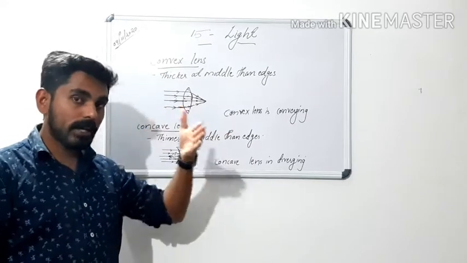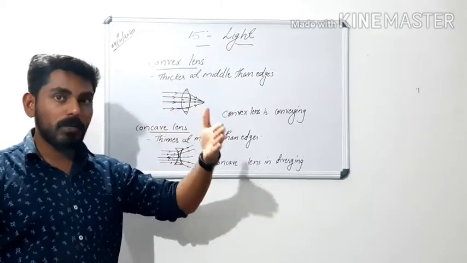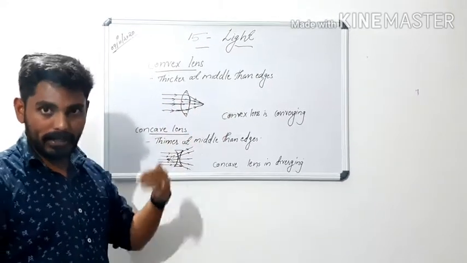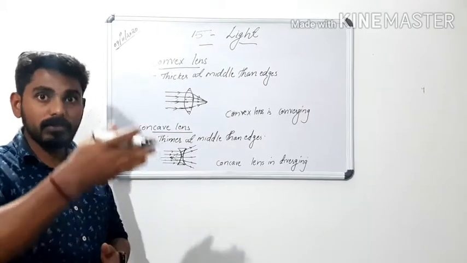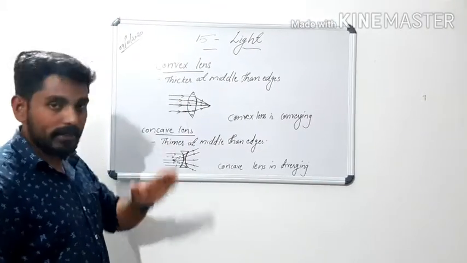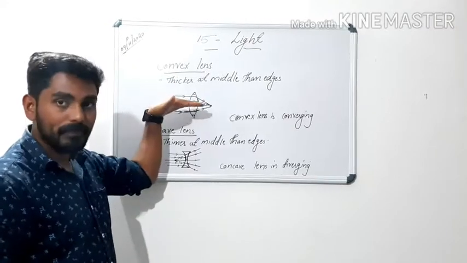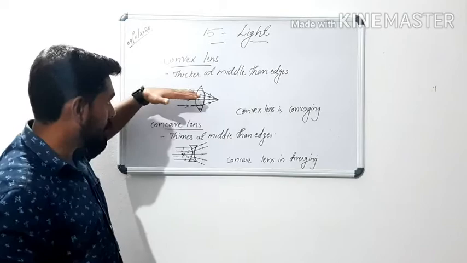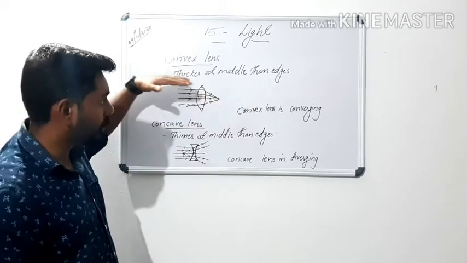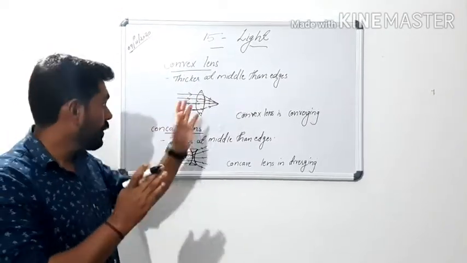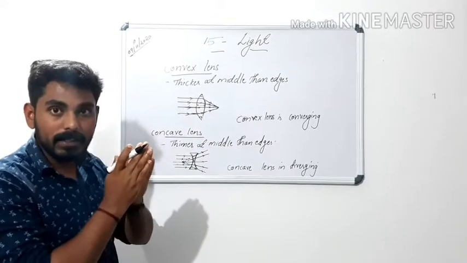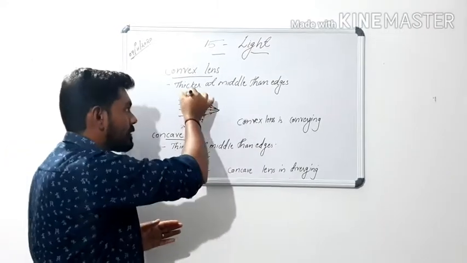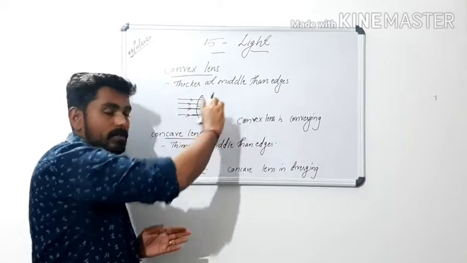In the case of a mirror, the light rays that fall on the surface are reflected back because it is not transparent. In the case of a lens, the rays coming from the object pass through the lens, because both surfaces are transparent. That's why the rays pass through this lens.